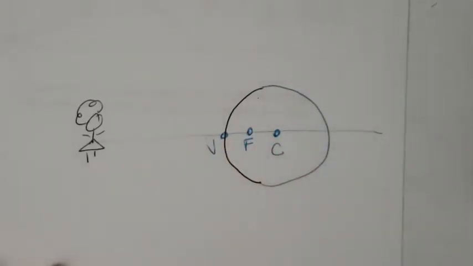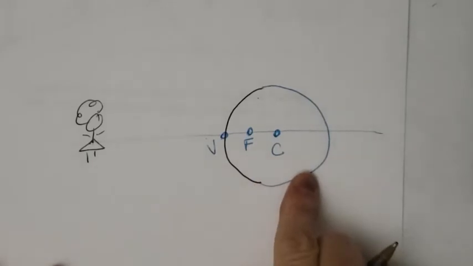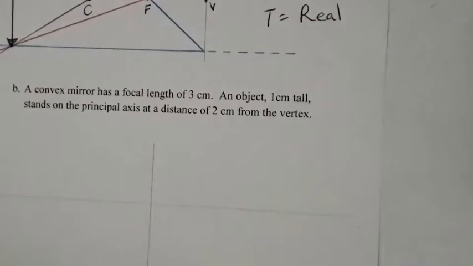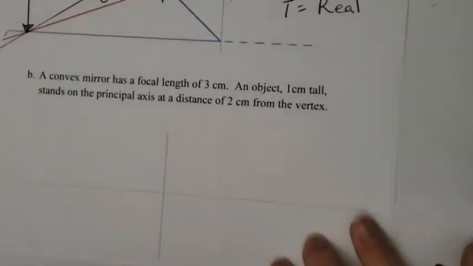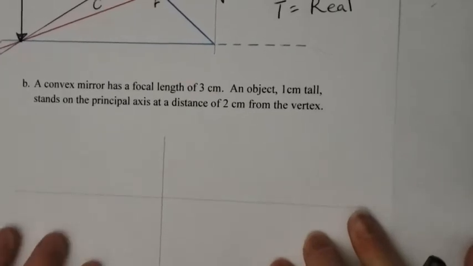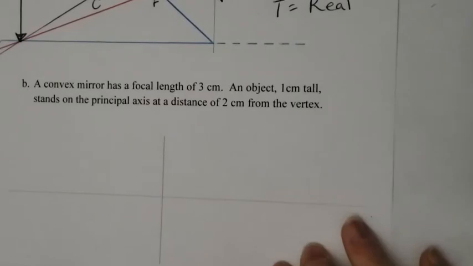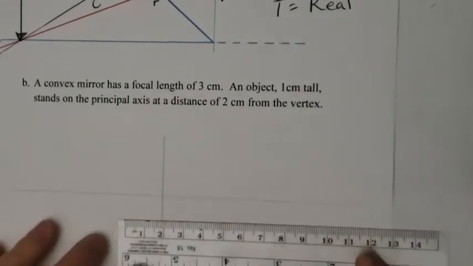So this time, I'm going to be drawing everything on the right side because that's where the center of the circle is. Okay, so now that I know where I'm going to draw it, let's actually start our drawing. So it's a convex mirror and it has a focal length of 3 centimeters. So we put our ruler down.